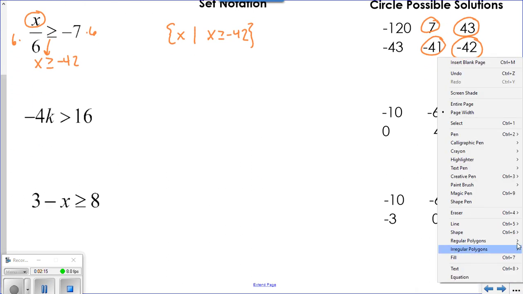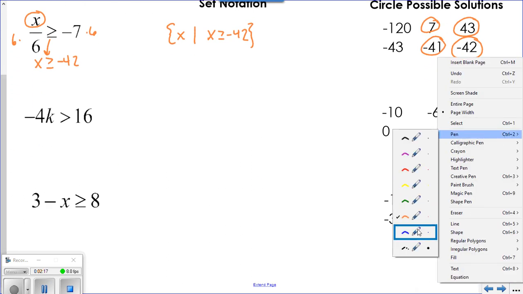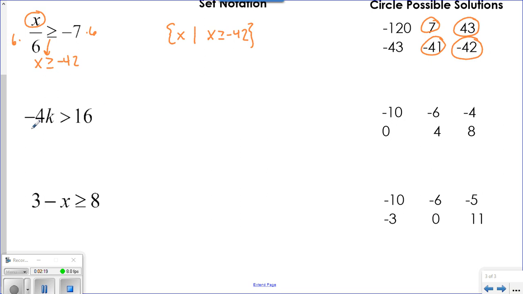If we look at the next one, we have -4 times k is greater than 16. So in order to isolate k, I'm going to divide by -4. And because I divided by a negative, I know that I have to flip my inequality symbol around. So we have -4 on the right-hand side and k on the left-hand side. So our set notation is going to be the values of k such that k is less than -4.